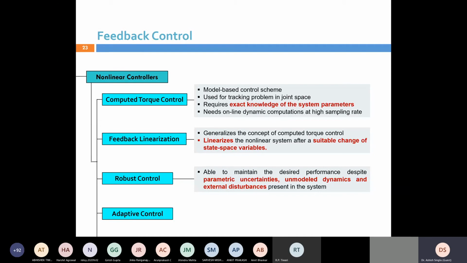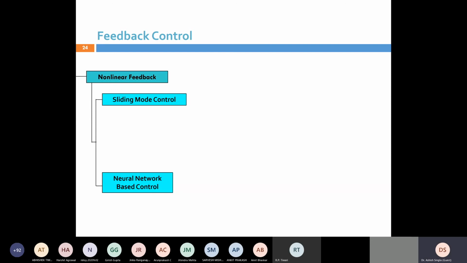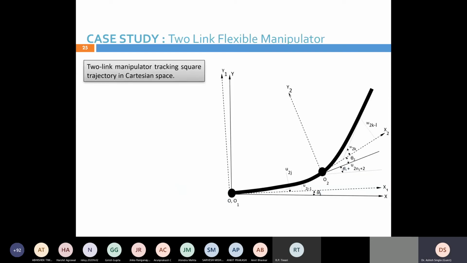And when the parameters are changing in real time, we can also have a controller which will change its gains in real time. That's called adaptive control. Then we have sliding mode control, more advanced controllers, and neural network based controls.